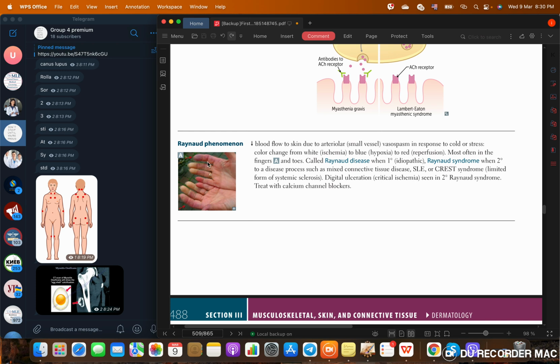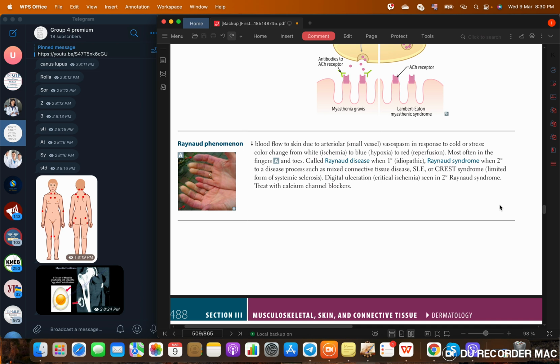So most often it is in the fingers and the toes, which is the distal most portion of your body, which contains a smaller amount of capillaries. We call that Raynaud phenomenon, Raynaud disease when it is idiopathic, but we call it syndrome when you know the cause. So disease when you have no idea, and syndrome when you do have the idea. When it is secondary to a disease process such as mixed connective tissue disease, remember this disease, it meant that you had multiple autoimmune diseases at the same time, okay?